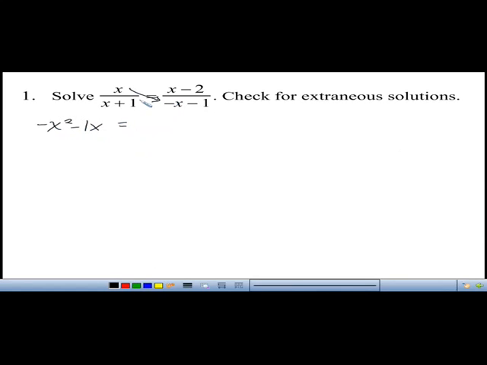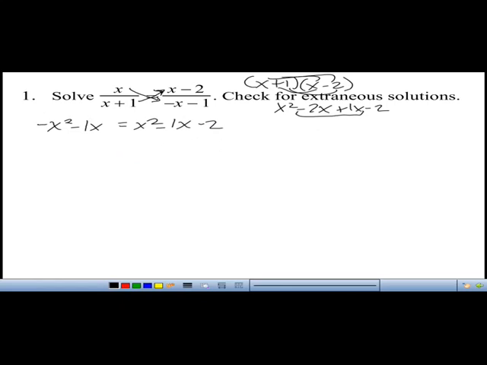Next, I'm going to multiply x plus 1 and cross multiply that to x minus 2. I'm going to write it up here so you guys can see it. X plus 1 times x minus 2. If I multiply these out, distribute, that is x squared minus 2x. Distribute, that's 1x minus 2. If we combine negative 2x plus 1x, that leaves us with x squared minus 1x minus 2. At this point, we no longer have a rational equation, we have a quadratic equation.